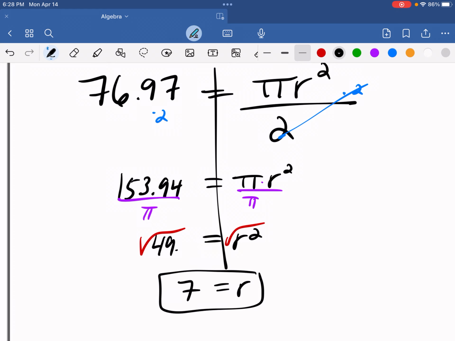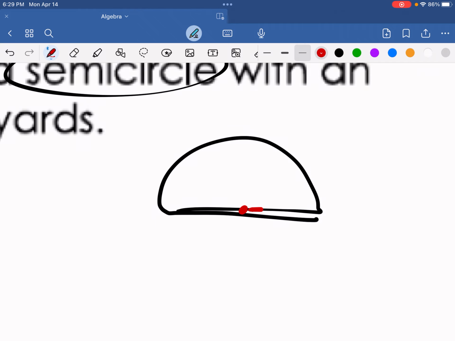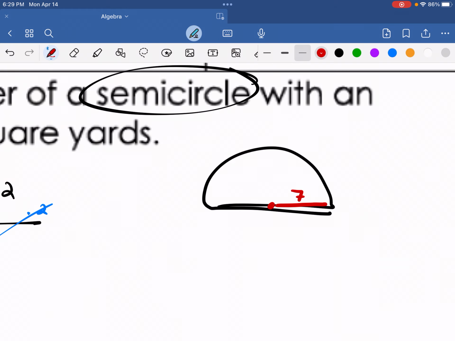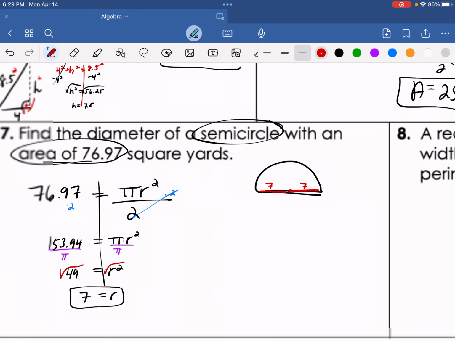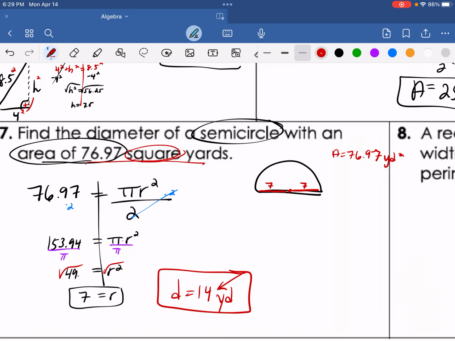So it means the radius is 7. So if we look at this semicircle, they're trying to tell you that half of it is 7. But the question was find the diameter. Well, the diameter is the whole way across. So it'd be another 7. So 7 plus 7, the diameter is 14. This is the answer. 14 yards. It is not squared because it's not area. This one is squared. That's why it says the word squared. So area equals 76.97 yards squared. That's what they're trying to say.